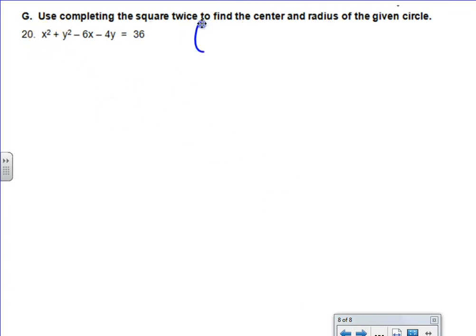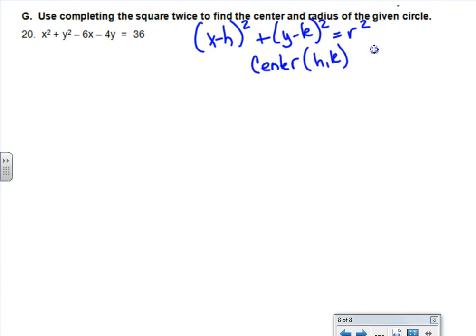A circle is in the form x minus h quantity squared plus y minus k quantity squared equals r squared. And the reason we like this form is because when it's in this form, I could see where the center of the circle is. It's at (h, k), and the radius, the length of the radius, is equal to r.